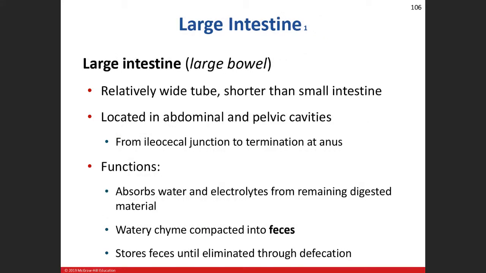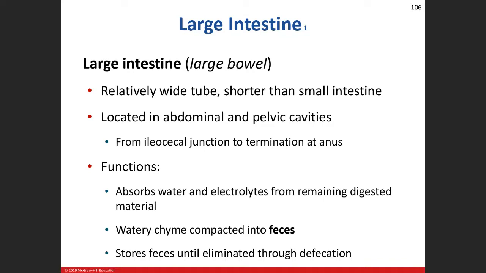All right, so let's move on into the large intestine. We remember there's three parts to the small intestine: duodenum, jejunum, and the ileum. The ileum is going to attach itself onto the cecum and dump that chyme into the cecum, where we're going to continue on with the digestive processes of water absorption and nutrient absorption. But think of the large intestine as where we're going to start to form our feces.